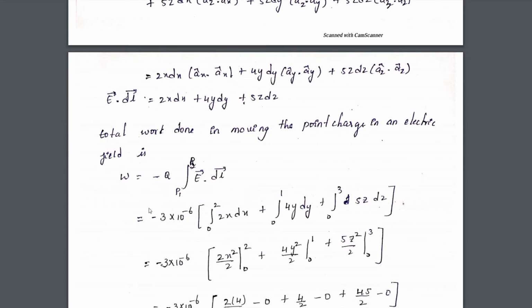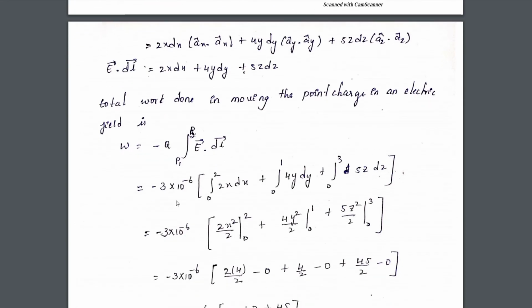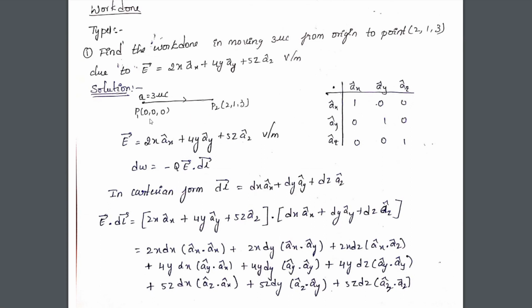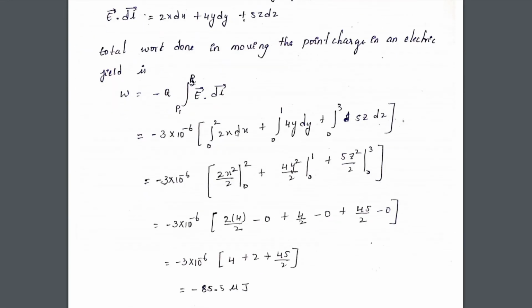After calculating this E dot dl, you need to find the work done. So write the equation for work done: minus Q integral from initial point to final point of E dot dl. Q value is given as 3 micro, substitute it. E dot dl you have calculated, substitute there. And what are the limits given in the problem? X is from 0 to 2, y is from 0 to 1, and z varies from 0 to 3. So each term you have to integrate with respect to the limits. If you integrate, you'll get the work done.